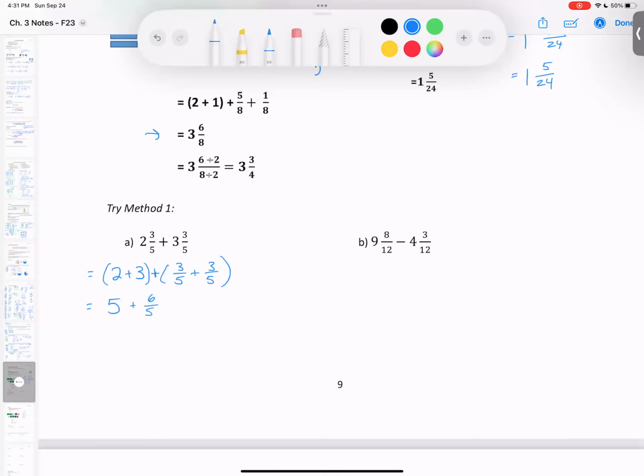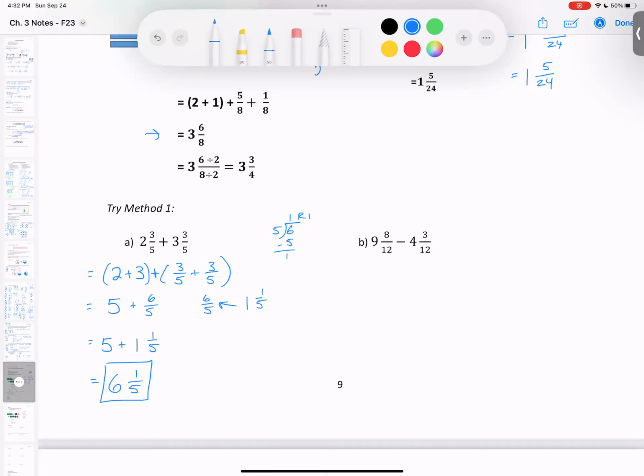So 6/5, if we convert that to a mixed number, that's 6 divided by 5. So we're going to get 1 remainder 1. So we're going to get 1 and 1/5. So this is the same as 5 plus 1 and 1/5. If we add those whole numbers together now, we'll get 6 and 1/5. So that would be our answer.